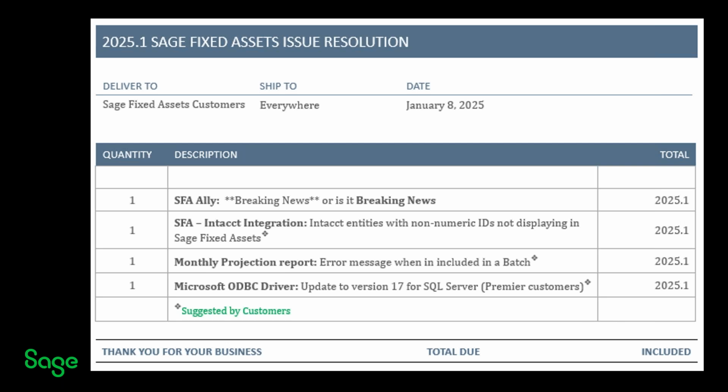And this last change only applies to Premier customers of the Microsoft ODBC driver and is a technical change. It will be mostly interesting to a system admin or an IT person. Updating to version 17 keeps SFA technology current and improves performance and security. So this release has a Microsoft 17 ODBC driver.